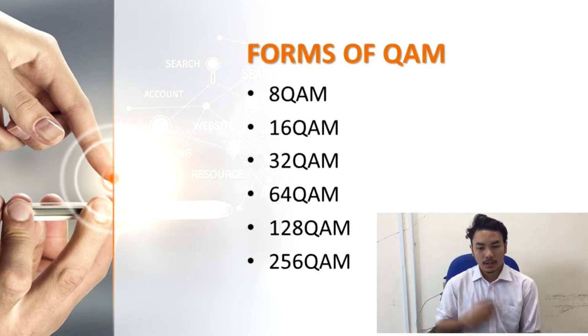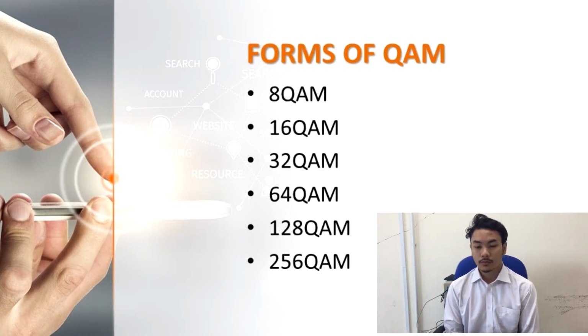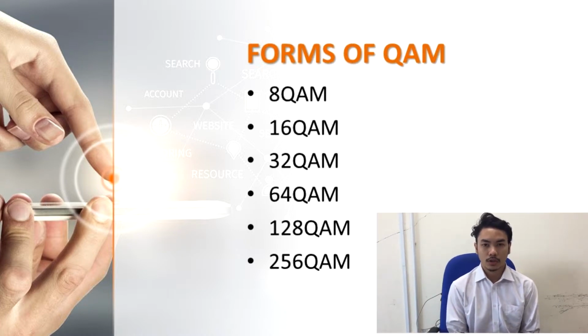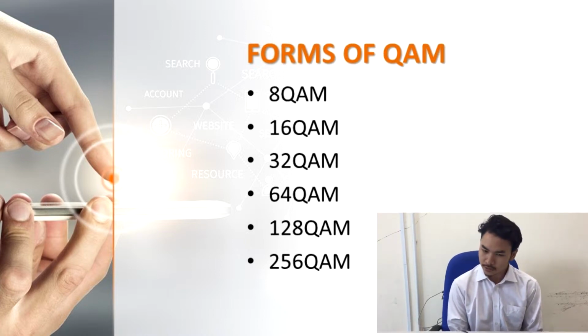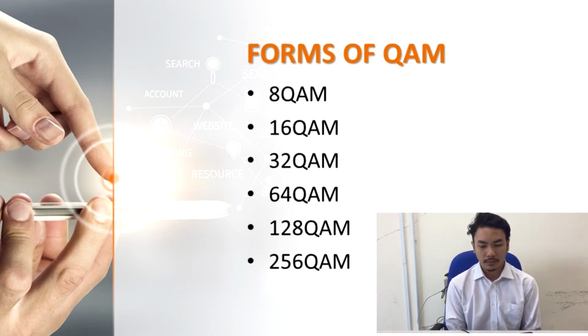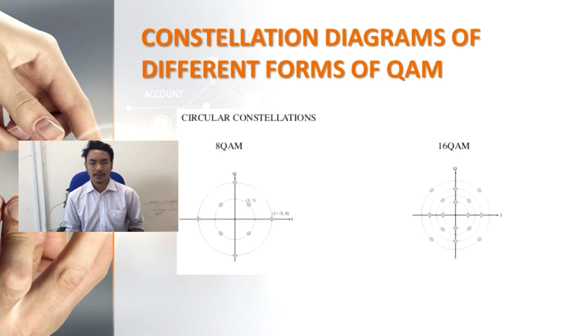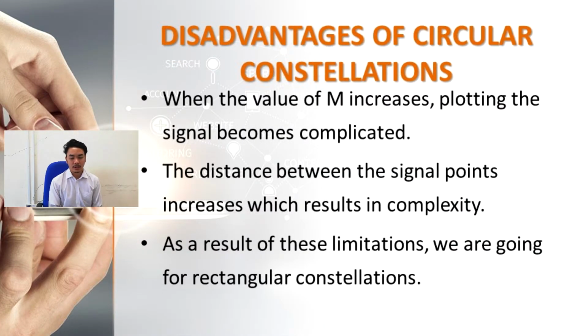There are 6 forms of QAM, which are 8 QAM, 16 QAM, 32 QAM, 64 QAM, 128 QAM, and 256 QAM. As you can see in the diagram, there are constellation diagrams of different forms of QAM. There is a circular constellation which is limited to 8 QAM and 16 QAM only. Next I am going to present the disadvantages of circular constellation, which is only limited to 8 QAM and 16 QAM.